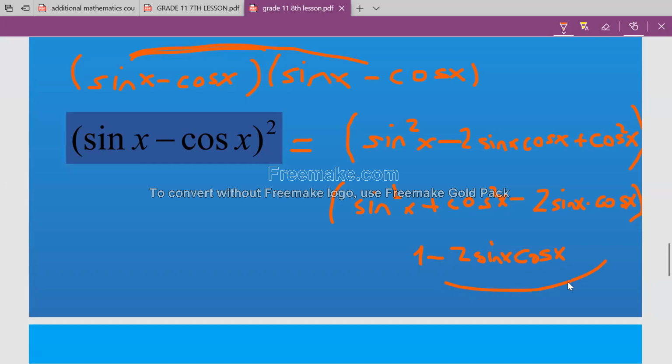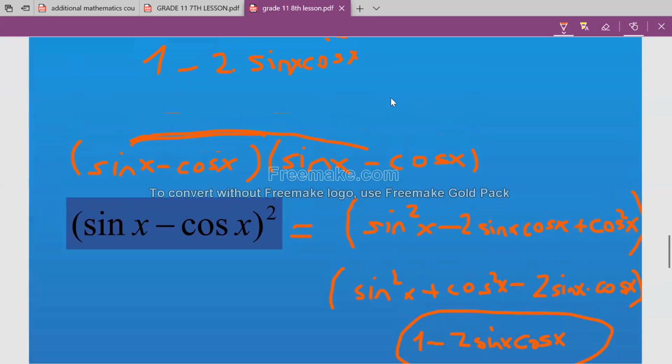Yes, are they equal? We find that the answers are equal. 1 minus 2 times sine x times cosine x.